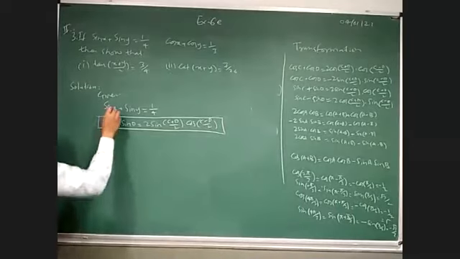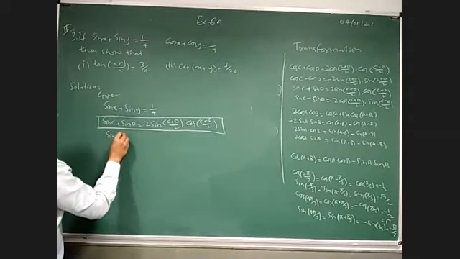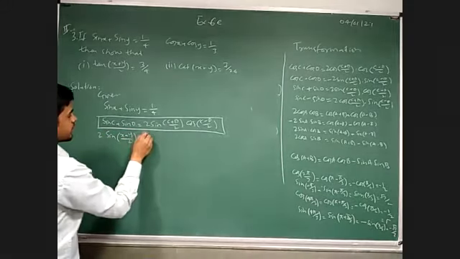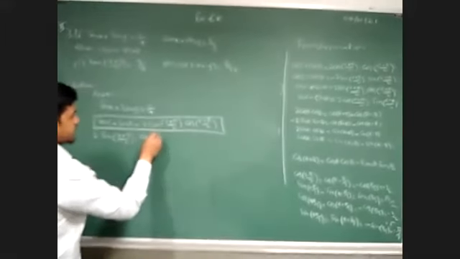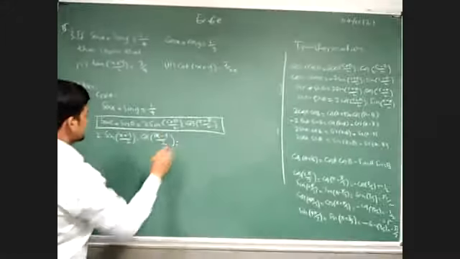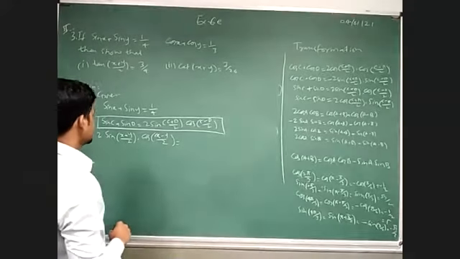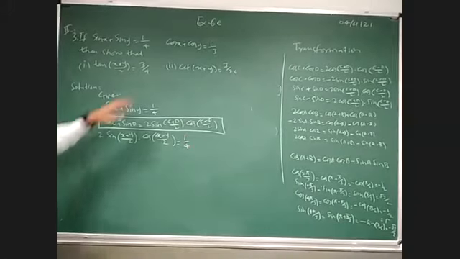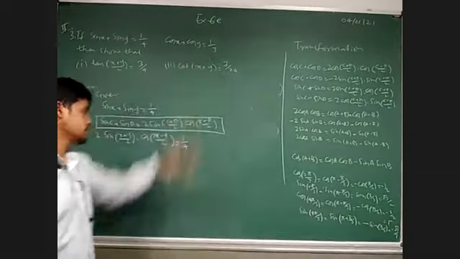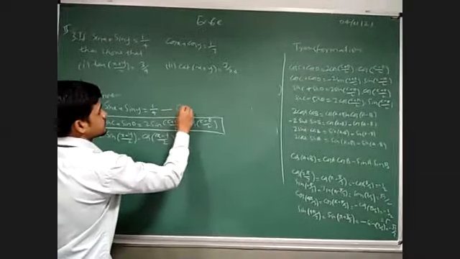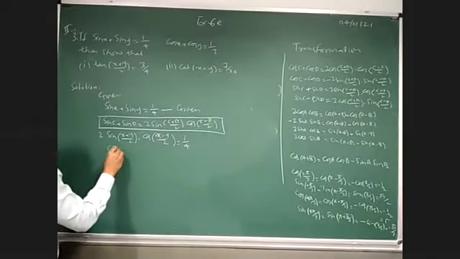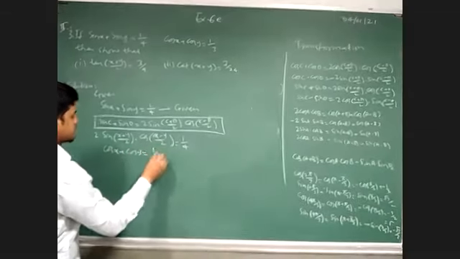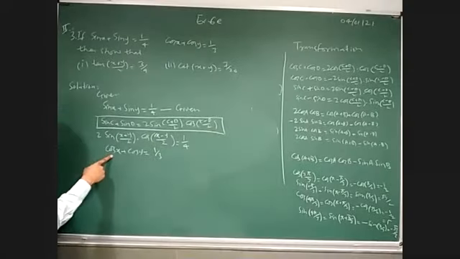Now I'm going to use it here. So I will have 2 sin((x plus y) by 2) into cos((x minus y) by 2) equal to 1 by 4. Now the second given is cos x plus cos y equal to 1 by 3, so I can use the cos C plus cos D formula.